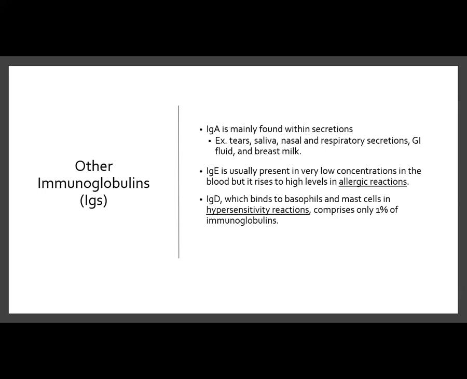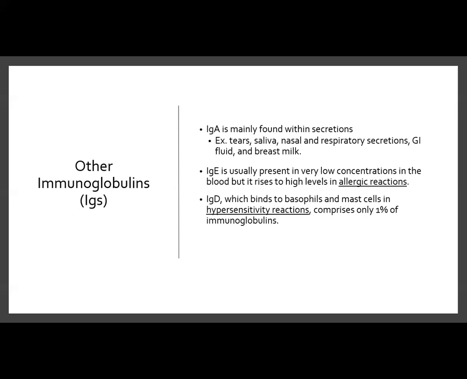Immunoglobulin E is usually present in a very low concentration in the blood, but it rises to high levels in allergic reactions. So what do we use when somebody has an anaphylactic shock to something like a bee sting? I'll give you guys a second to think about it. Epinephrine. So the way I remember immunoglobulin E is you're going to give epinephrine. So the ones that you see in high levels are your immunoglobulin E.